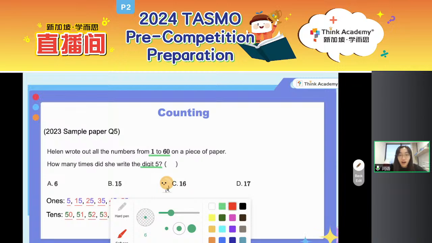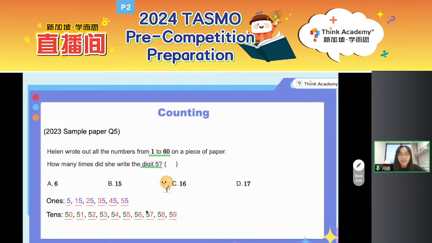Some students argue here, look, 55, you counted twice. Yes, I counted twice because for the first time, I just count the digit 5 in the ones place. And then for the second time, I count the digit 5 in the tens place. So actually here, you cannot see repetition. I see that some students got A. Got A? No. For B, I think maybe you forgot number 5 or number 50.